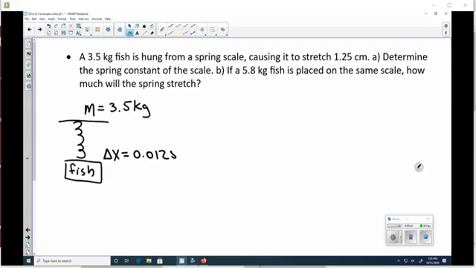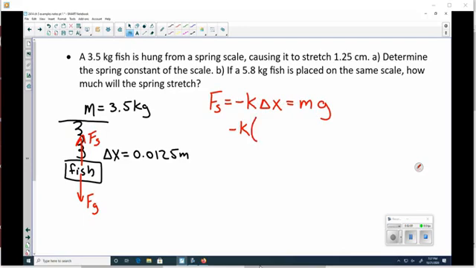So remember, when it stretches from its natural length, we write that as delta x, and in this case 1.25 centimeters is the same as 0.0125 meters. Remember in this case that the fish is balanced on the spring, so that the force of gravity, the weight, is equal to the spring force. And so again here, just to be appropriate, we're accounting for the sign.